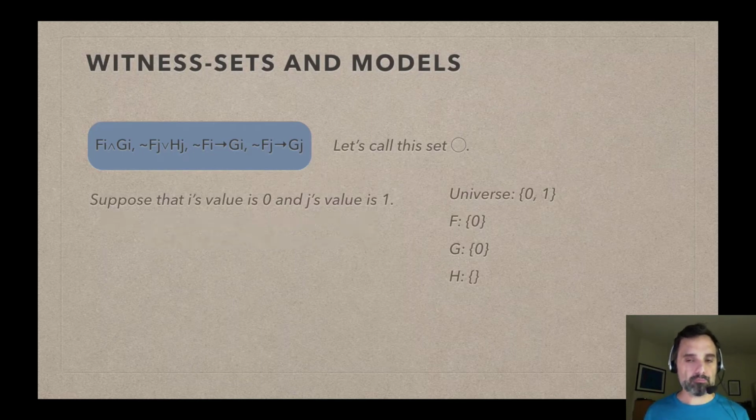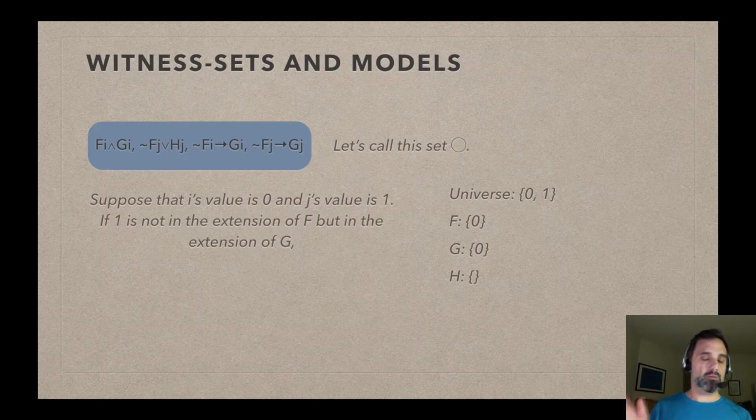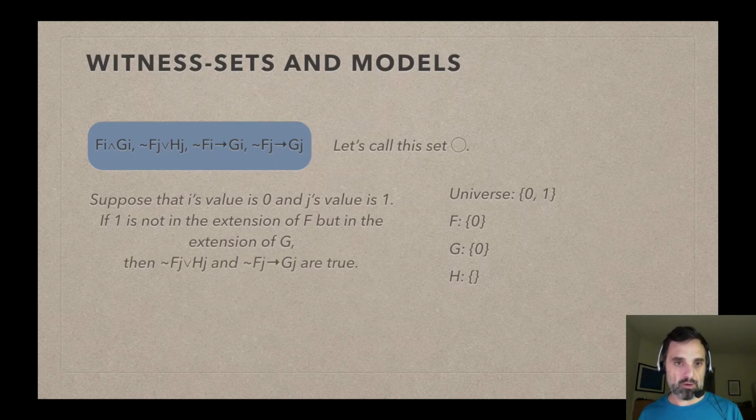Okay, now suppose, remember, that j's value we're saying is 1. So if 1 is not in the extension of F, but is in the extension of G, that means that not Fj or Hj and not Fj then Gj are true. So if 1 is not in the extension of H, then not Fj is true, and so not Fj or Hj is true. And if 1 is in the extension of G, then Gj is true, and so not Fj then Gj is true. So we can modify the model by adding 1 to the extension of G and leaving it out of the extension of H. And now what we have is a model in which all these sentences are true.